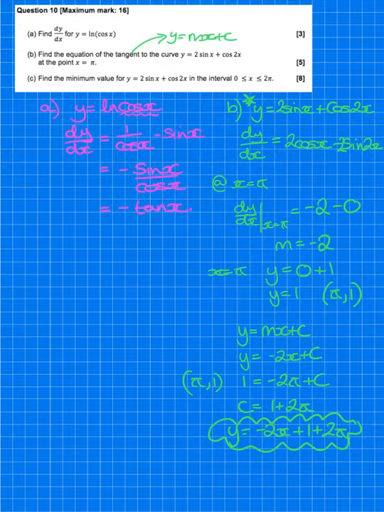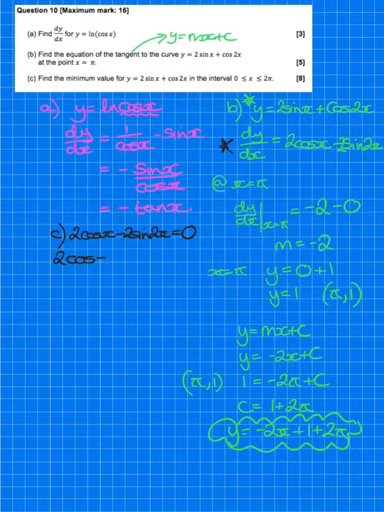Finally, part C is asking us to find the minimum value. So a minimum is going to be a turning point in this case for a function. So we want to set that derivative that we differentiated over here equal to 0. Remember, 2 cos x, that's our gradient function, and it's going to be a minimum when that is equal to 0. We don't have a calculator, so we can't just let our calculator do the work. We would if this was paper 2.